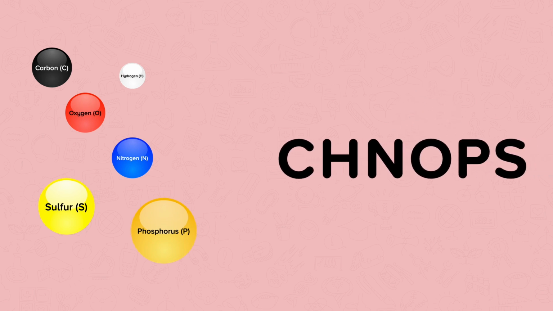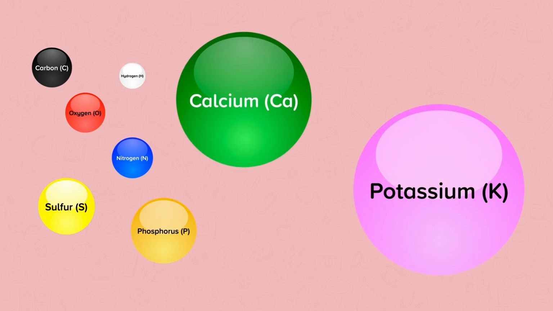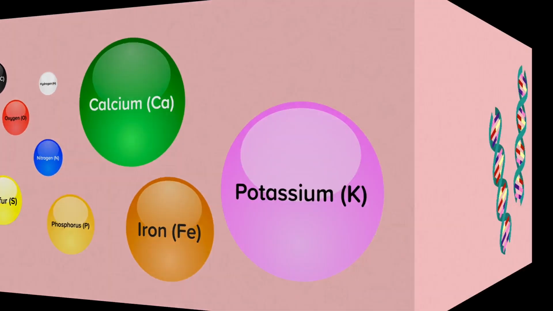CHNOPS. Calcium and potassium are the next most abundant elements in organisms. The rest are only required in minute quantities, but are still vital for life. Some, like iron, are required by all organisms, whereas others are only required by some species.